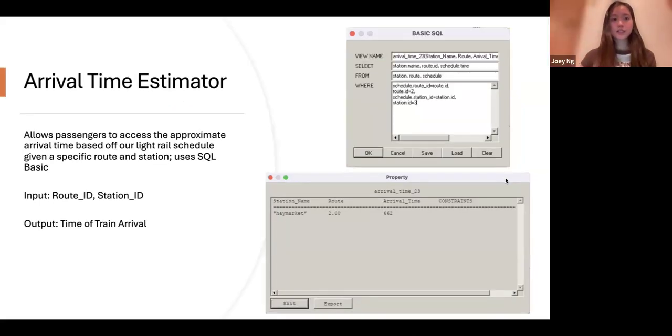Our third function is the arrival time estimator, which allows the passenger to assess the approximate arrival time based off our light rail schedule, given the route ID and the station ID. And then we will output the time of the train arrival. For example, if you are going to this station in this route, you can estimate what time you should arrive at the station before the train arrives.